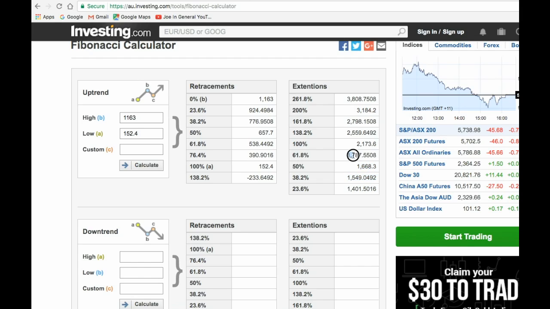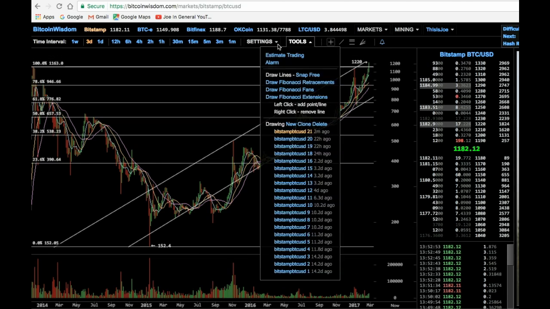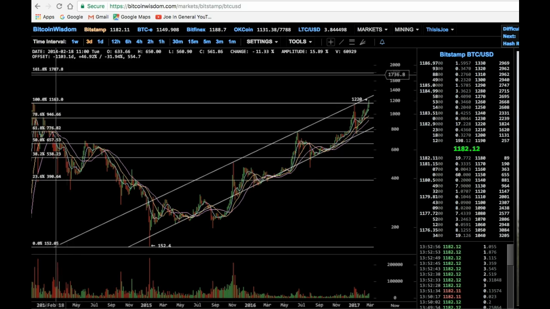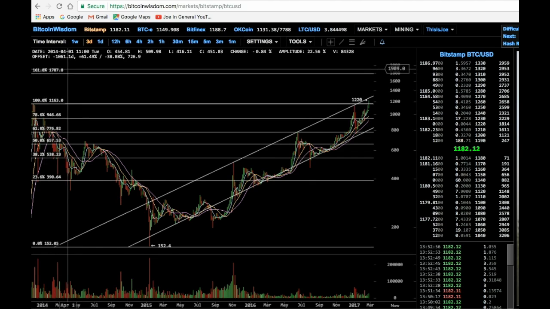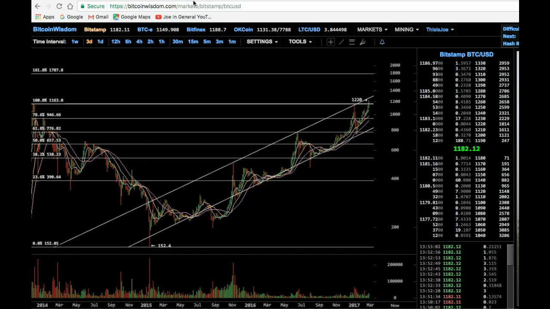So as you can see here, there's that 61.8 level of 1,787.55. There you go. So that's a bit more of an exact calculation between 1163, 152.40, and 1787. And that accords with this particular line here, the 161.8% level, 1,787, close enough.